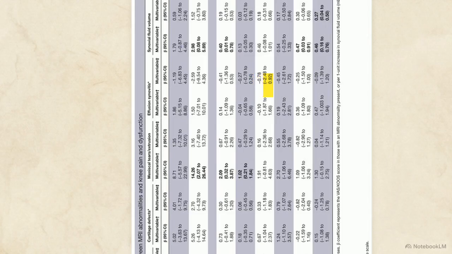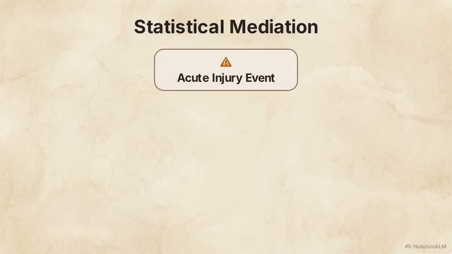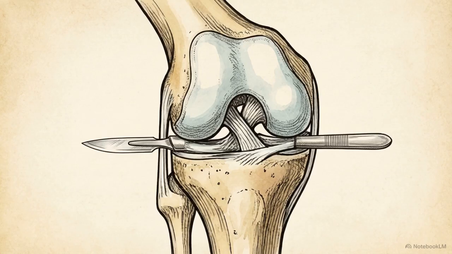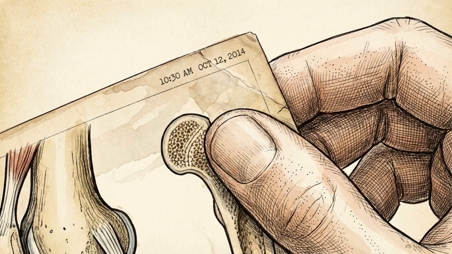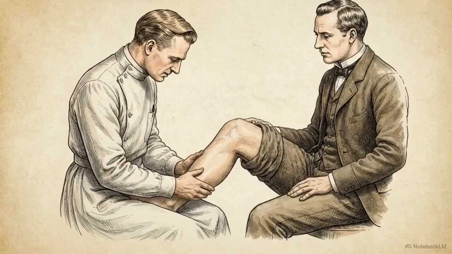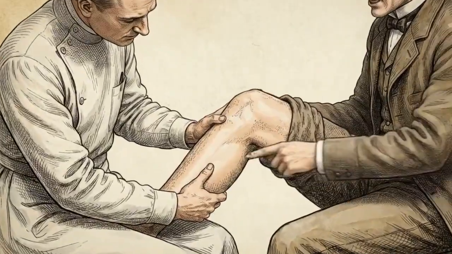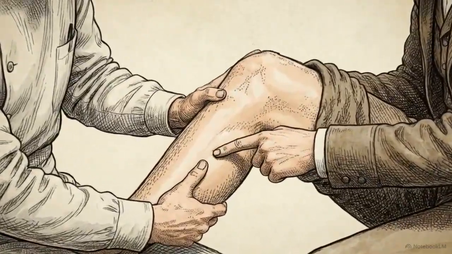disappears. This introduces statistical mediation, a single acute injury event that causes two separate outcomes: the patient's pain and the abnormality on the scan. The MRI finding is merely a physical footprint, not necessarily the active source of pain. Other data supports this. A history of surgery is a strong predictor of finding cartilage defects on a scan. The MRI is a document of the past. This suggests injury history activates the clinical significance of a structural finding. Without that history, the scan may be showing us something benign.